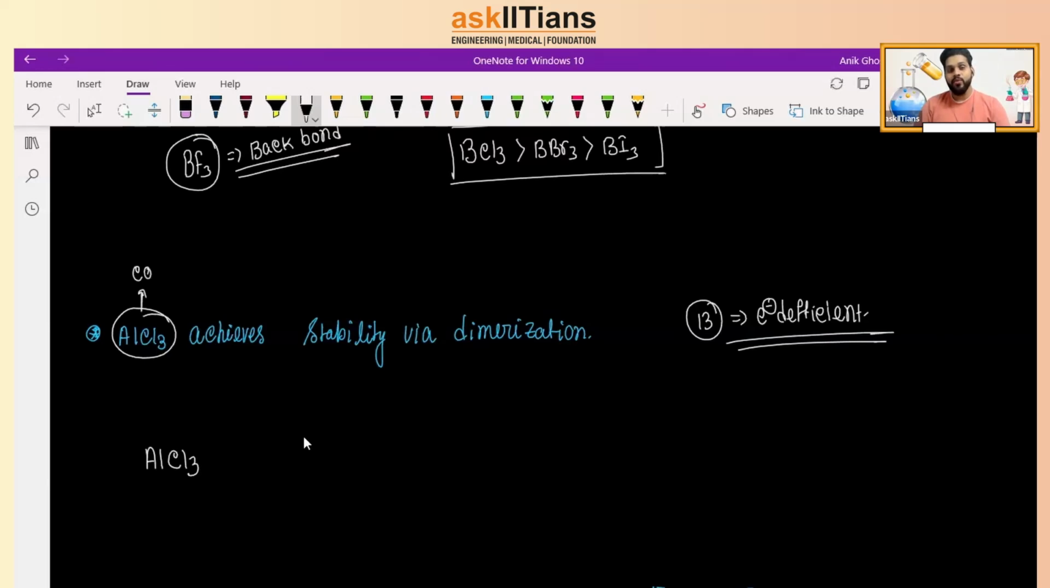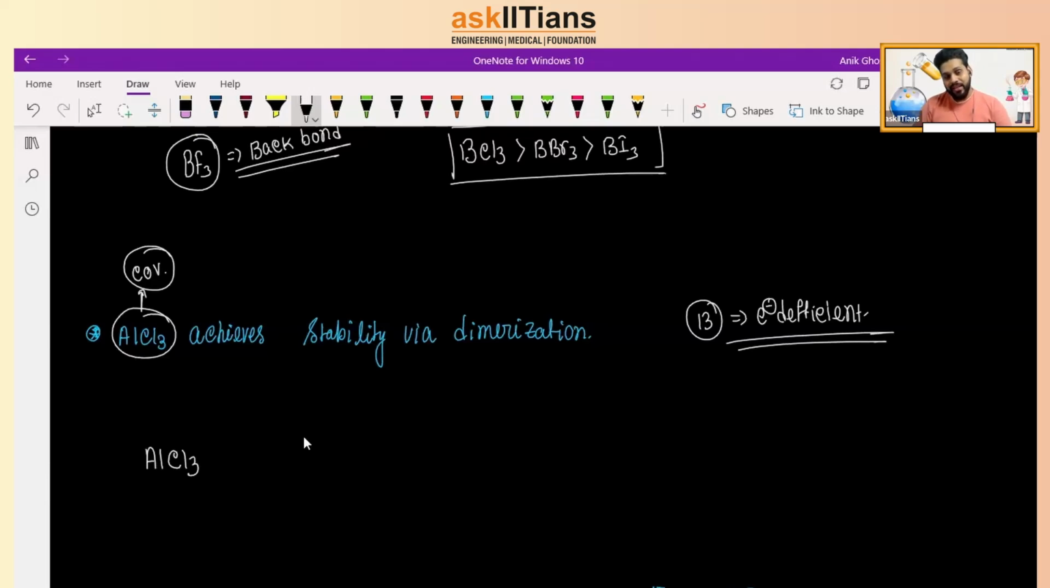Guys, AlCl3 is a covalent compound. All of you might have thought that it is an ionic compound, but actually it is a covalent compound. And those who got it correct, it is because of Fajans' rule. Because aluminium has a +3 oxidation state, it has a high polarizing power. Because of high polarizing power, AlCl3 acts like a covalent compound, not an ionic compound.